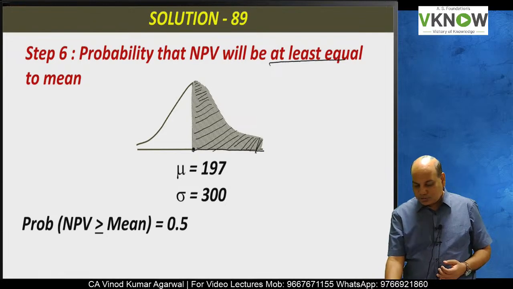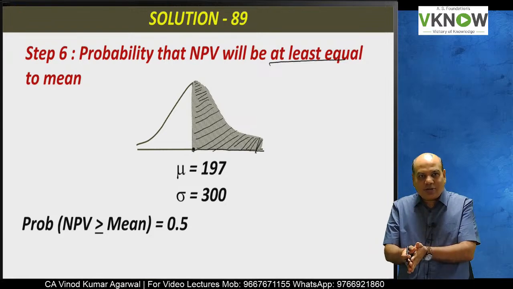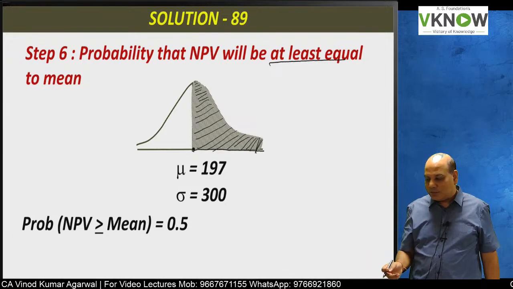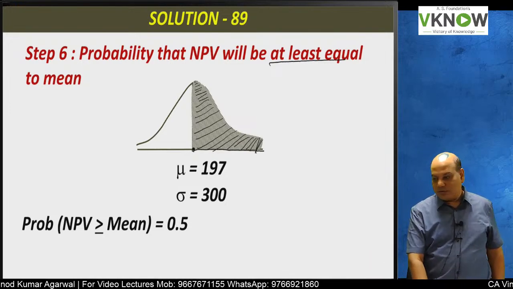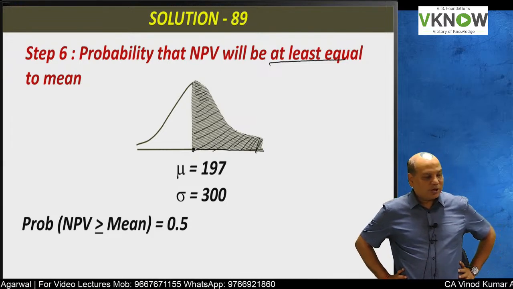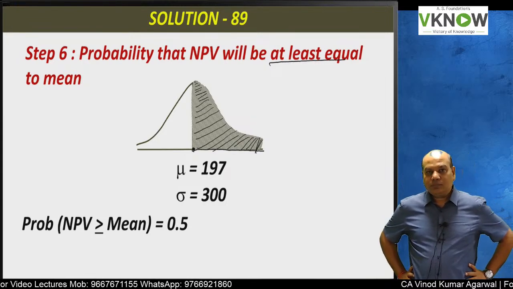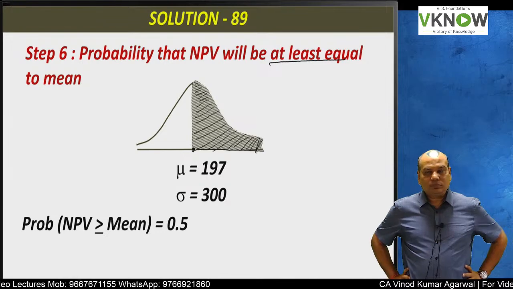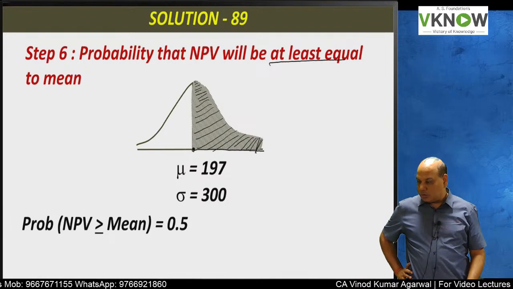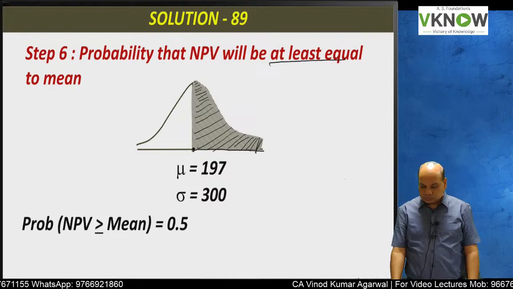Wonderful, because I have to find more than mean. Mean is in the center, so more than mean means 50%. Very good answer. Please write: probability NPV is greater than or equal to mean is 0.5. Is it right now?